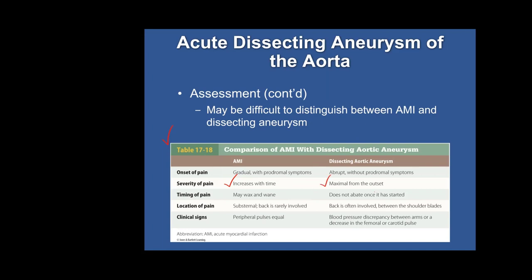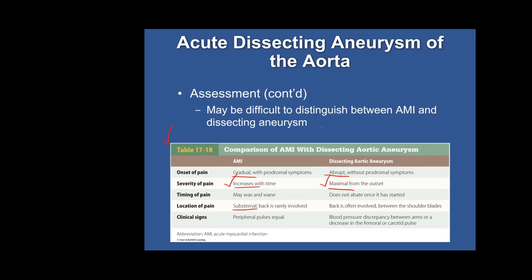In dissecting aortic aneurysms, it's usually a lot of pain right from the start, right? It's not pain that really gets worse. It's once it's there, once it's happening, that pain's happening, right? It's not developing over time. So it's usually quicker and stronger versus gradual and getting worse for the pain. Those would be probably the best two descriptors to help differentiate them.